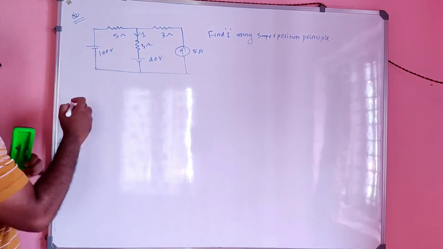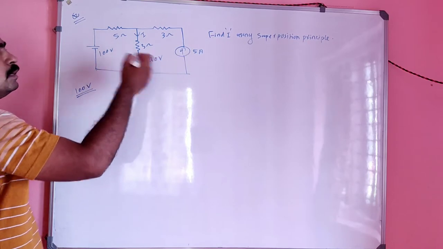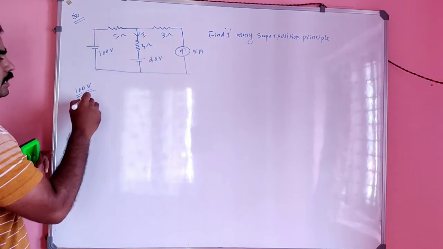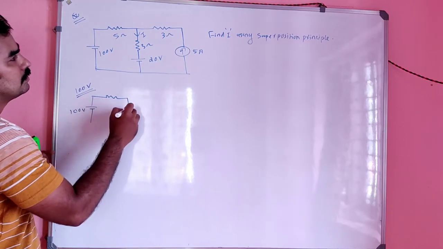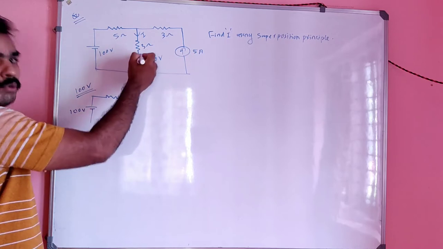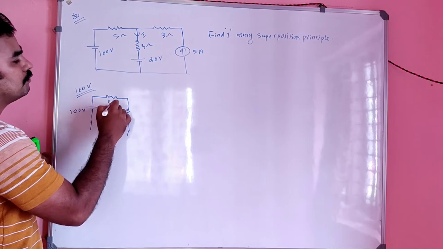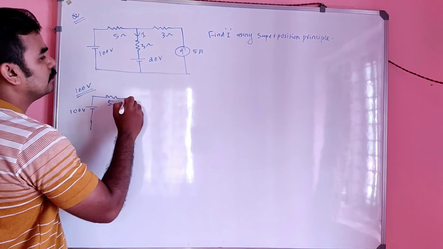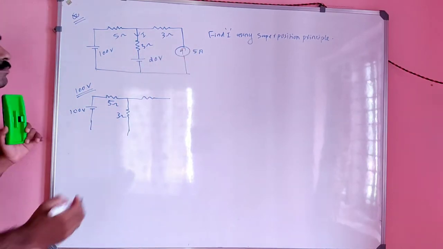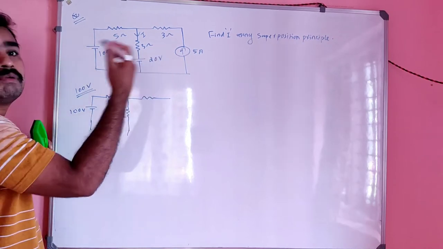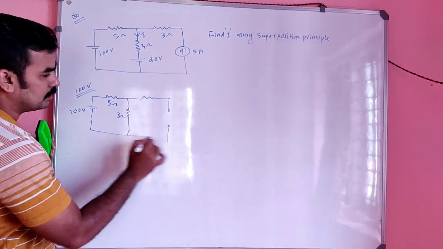First consider the 100 volt source. At that time, all other sources will be in switched off condition. That means this is 100 volt, right? And this is a short circuit, because the 20 volt source will be short circuited. This is 3 ohm and this is 5 ohm, and this will be open circuited. I already told you that a voltage source should be short circuited and a current source should be open circuited. So it is open circuited condition.